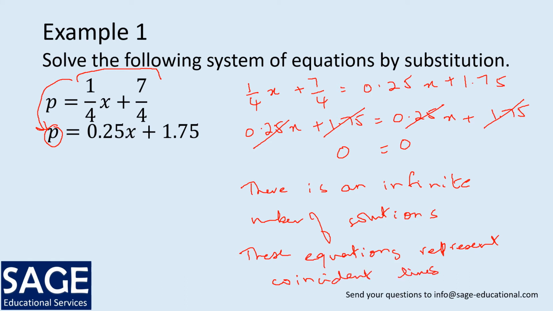Here we go. So whenever you get either 0 is equal to 0, or 1 is equal to 1, or 25 equal to 25, or negative 5 over 3 equal to negative 5 over 3, that solution represents a set of coincident lines, and there will be an infinite number of solutions to that system.